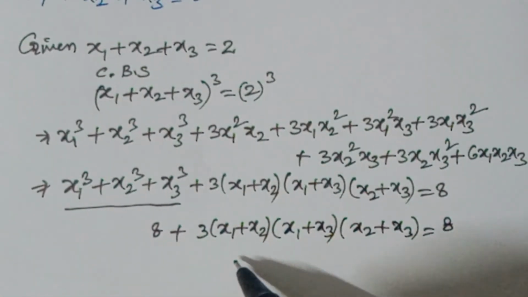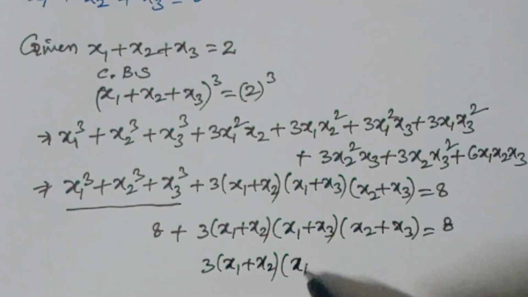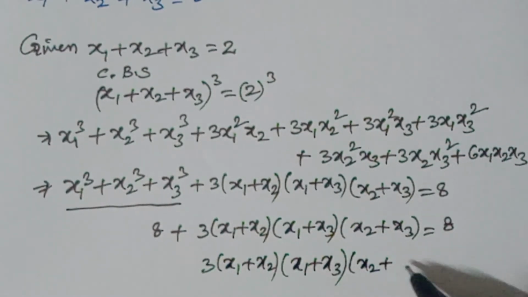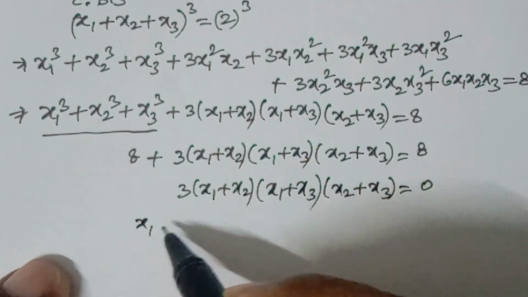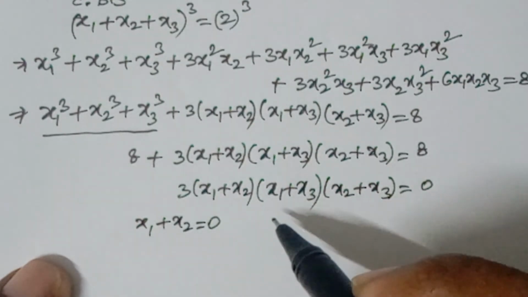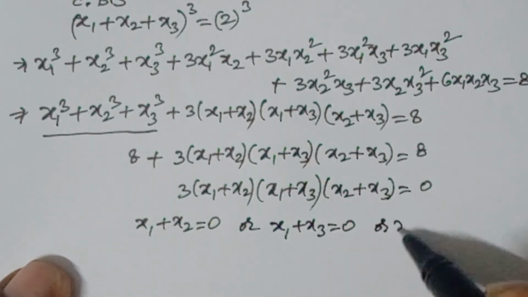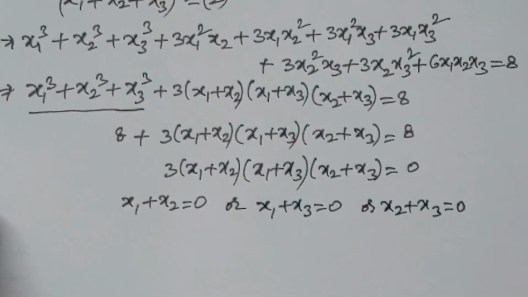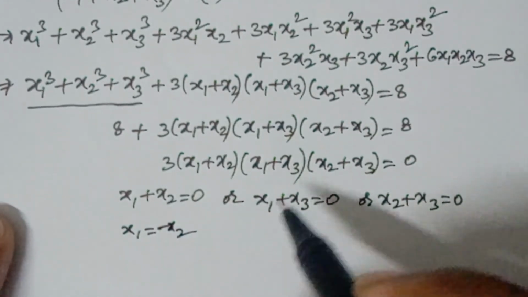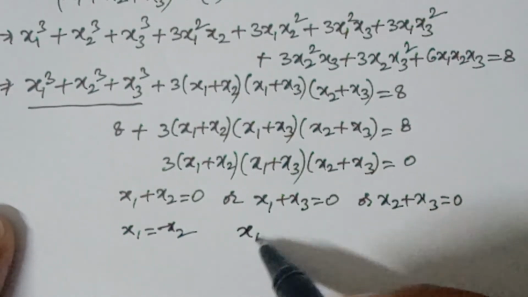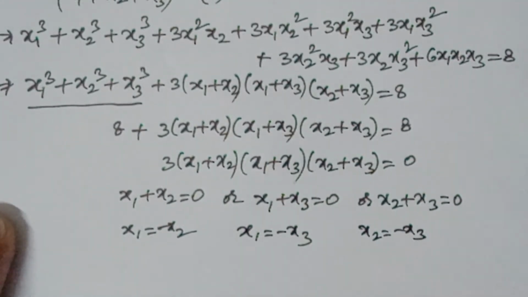So from this you may get 3 (x1 plus x2)(x1 plus x3)(x2 plus x3) equal to 0. So if the product of the terms is equal to 0, then at least one term must be equal to 0: x1 plus x2 equal to 0, or x1 plus x3 equal to 0, or x2 plus x3 equal to 0. So from this you will get x1 is equal to minus x2, or x1 is equal to minus x3, or x2 is equal to minus x3.